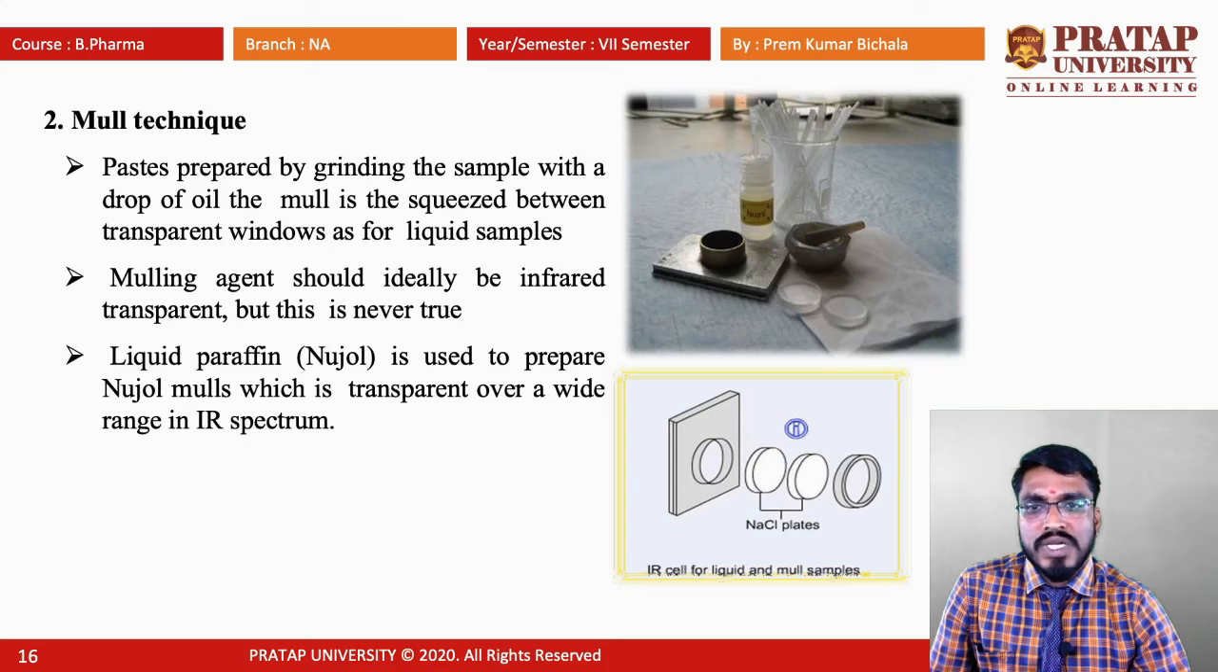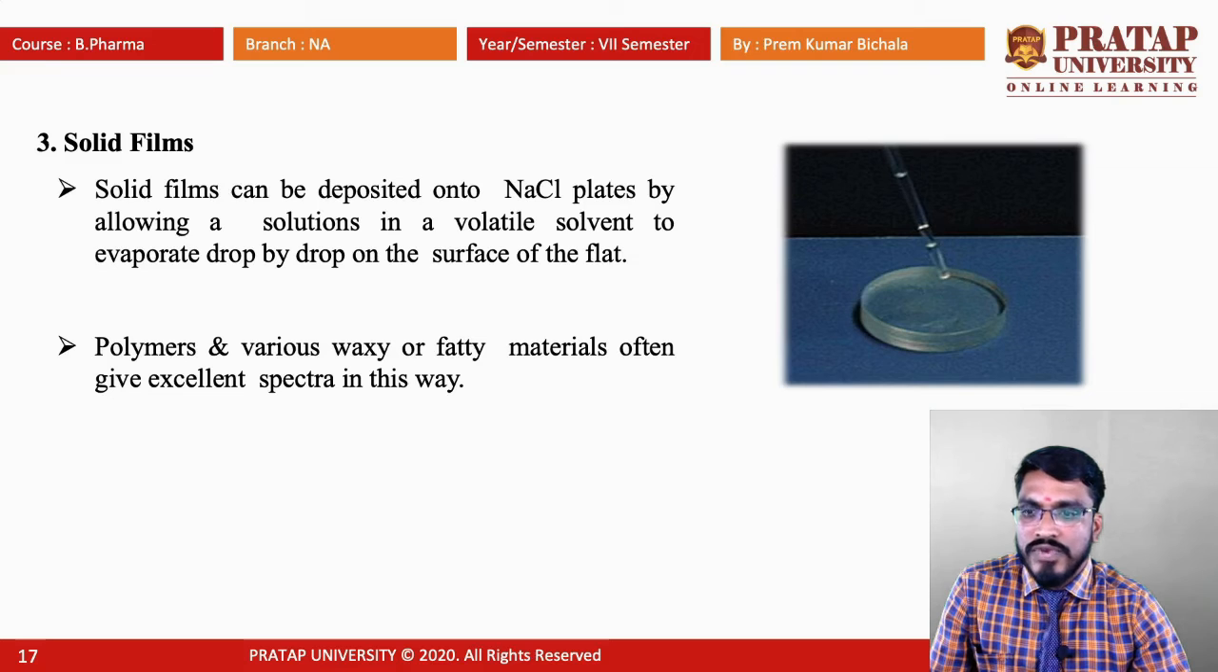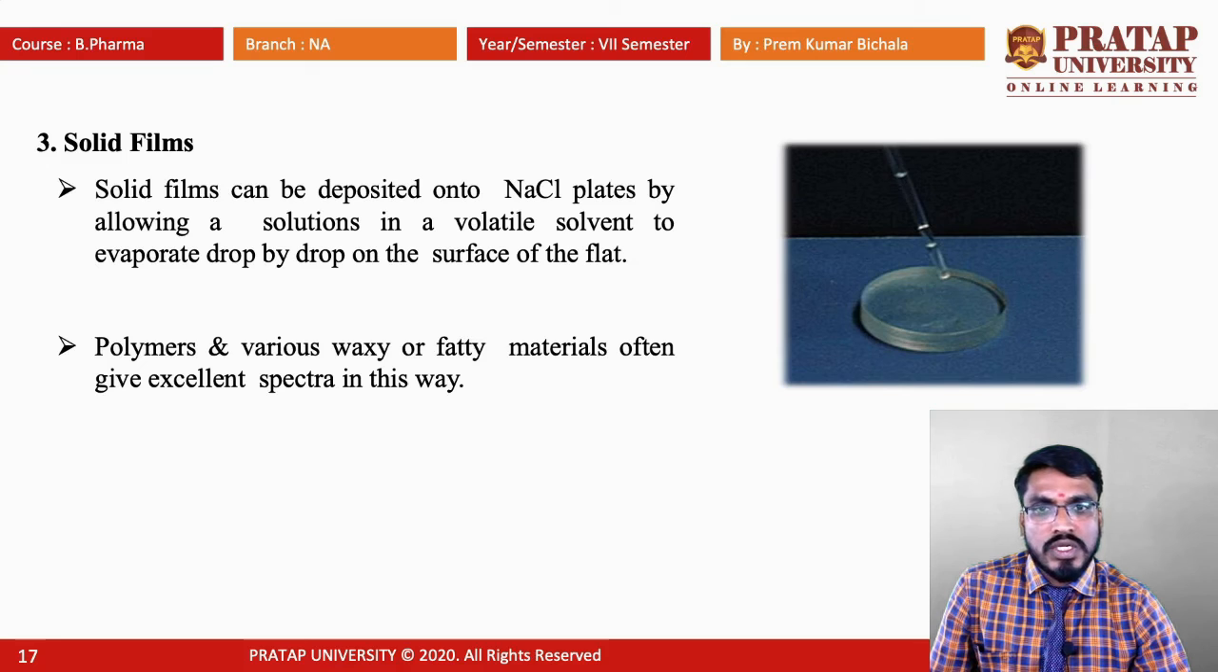The mulling agent should ideally be infrared transparent, but this is never true. Liquid paraffin, nothing but Nujol, is used to prepare Nujol mulls, which is transparent over a wide range in the IR spectrum. The third one is solid films. Solid films can be deposited onto NaCl plates by allowing a solution in a volatile solvent to evaporate drop by drop on the surface of the flat. Polymers and various waxy or fatty materials often give excellent spectra in this way.